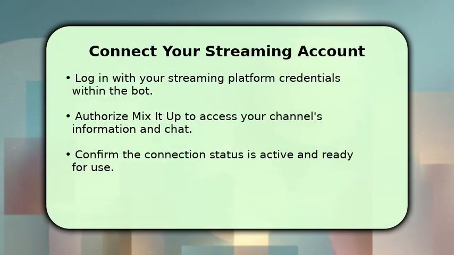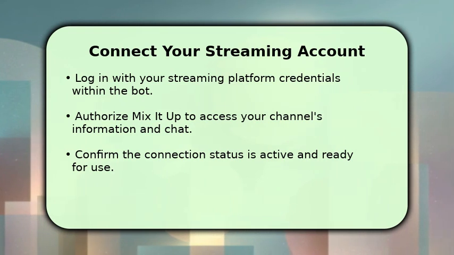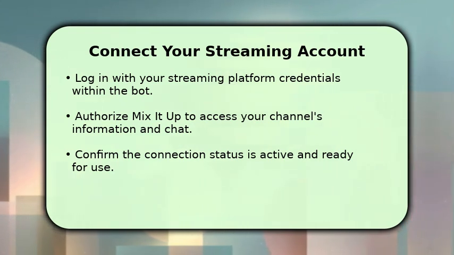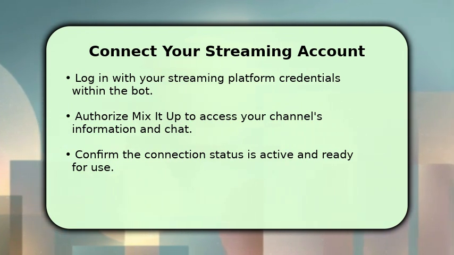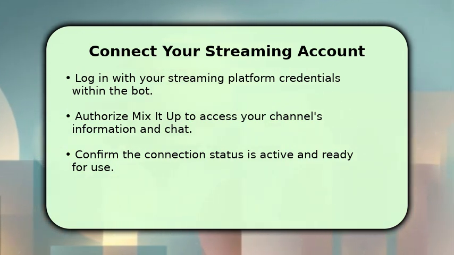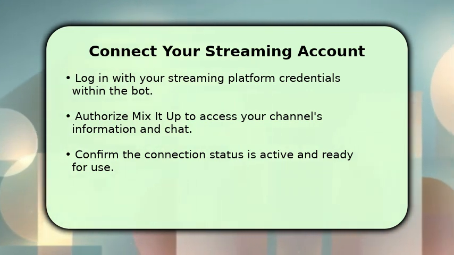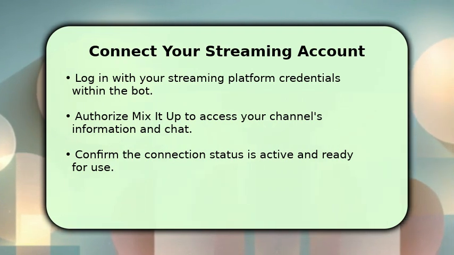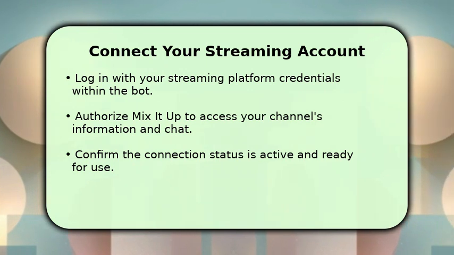Now, it's time to connect Mixitup to your streaming platform. Inside the bot, you'll see options to log in with your Twitch or YouTube account. Use your streaming credentials to authorize the connection. This step grants Mixitup permission to read your chat, send messages, and manage various channel functions. Once authorized, verify that the bot shows an active connection status, indicating it's ready to interact with your stream.